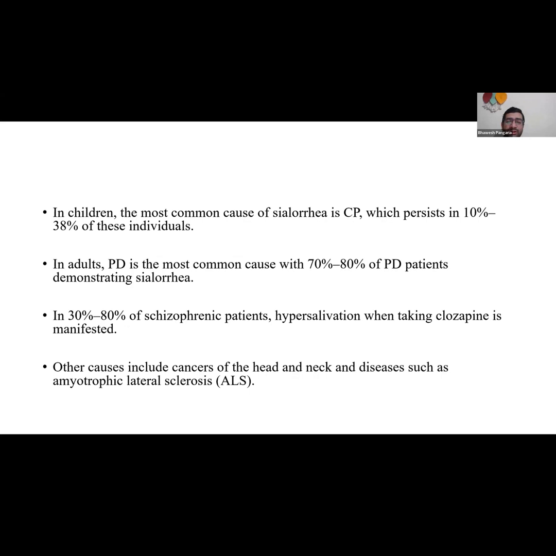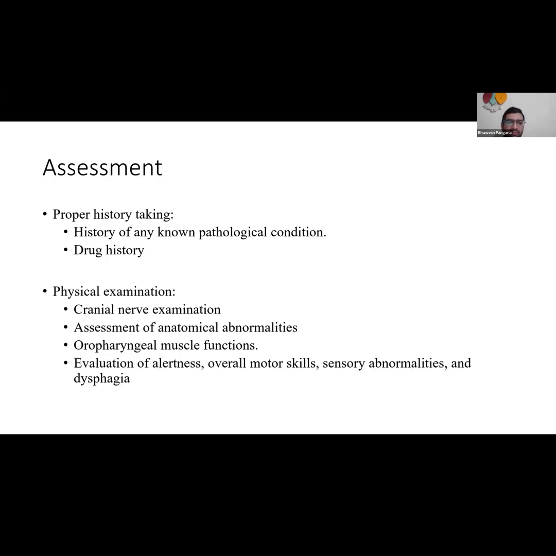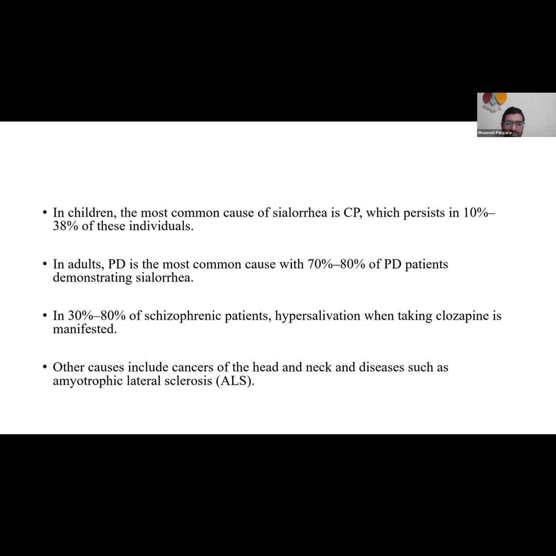In children, the most common cause of sialorrhea is cerebral palsy, which persists in 10 to 38% of these individuals. In adults, Parkinson's disease is the most common cause, with 70 to 80% of Parkinson's disease patients demonstrating sialorrhea. In schizophrenia, 30 to 80% of patients have hypersalivation due to the drugs they are taking, for example clozapine. Other causes are head and neck diseases such as ALS and head and neck cancers.